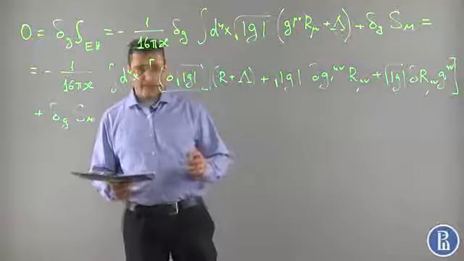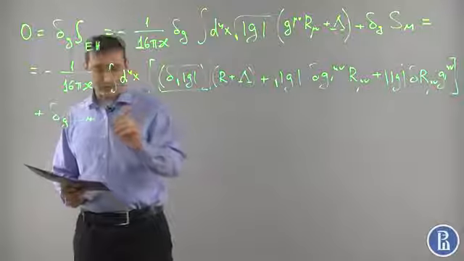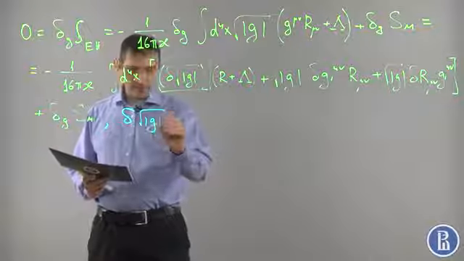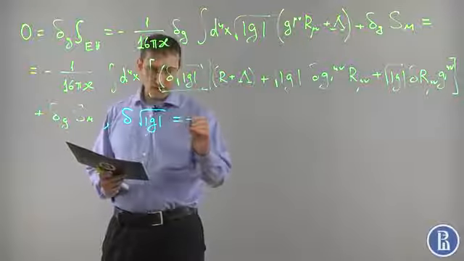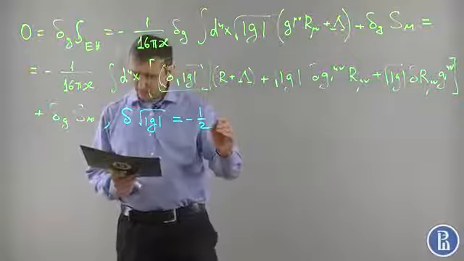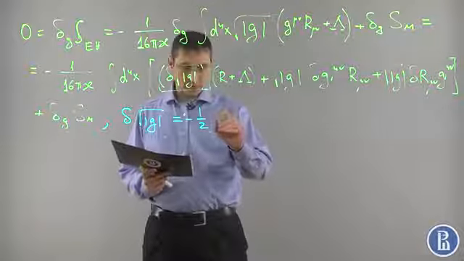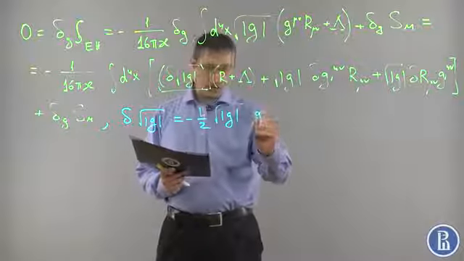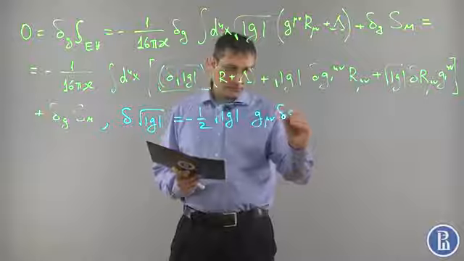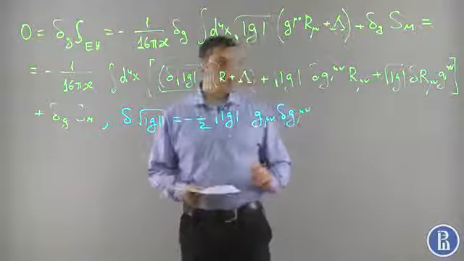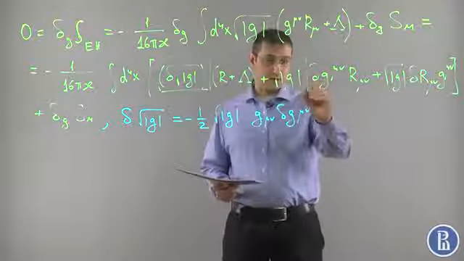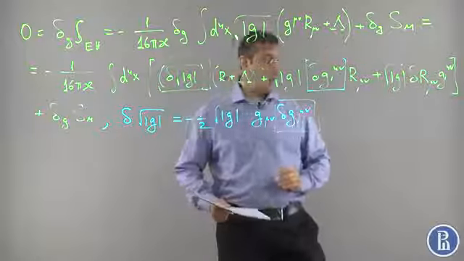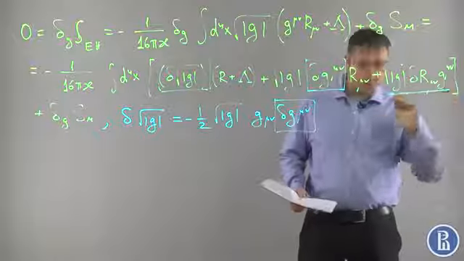So we have found that the variation of the square root of g is minus 1/2 of the square root of g times g mu nu delta g mu nu. This term is obvious. It is already proportional to delta g mu nu, like this one. And now we continue with the other term.